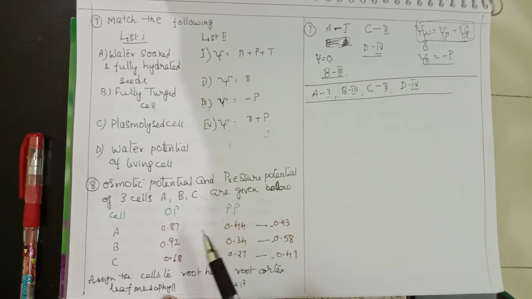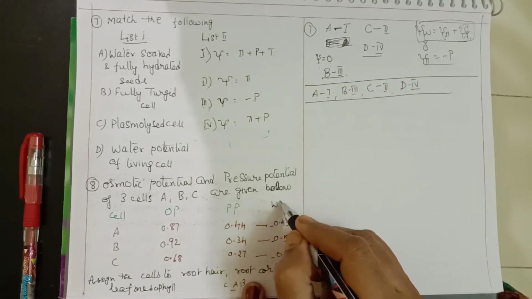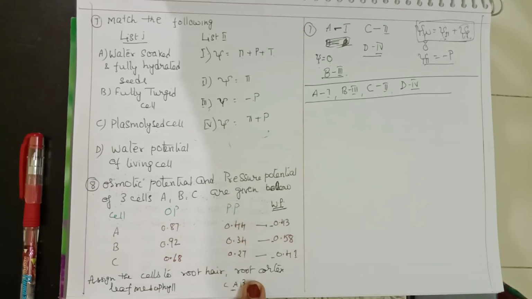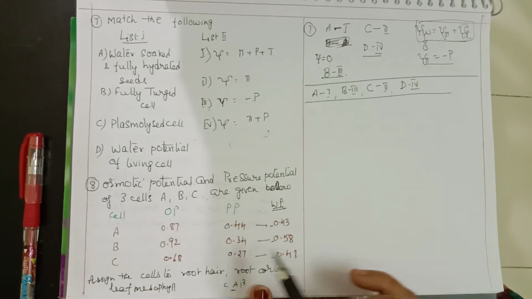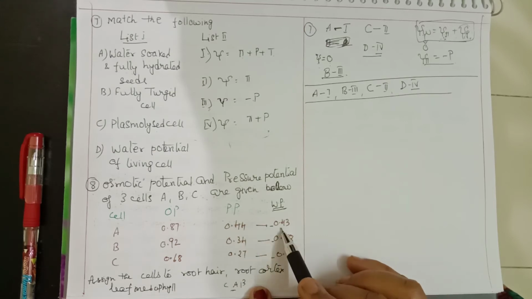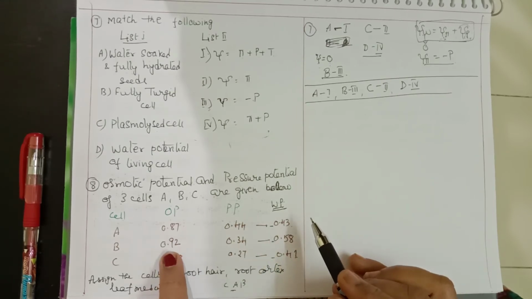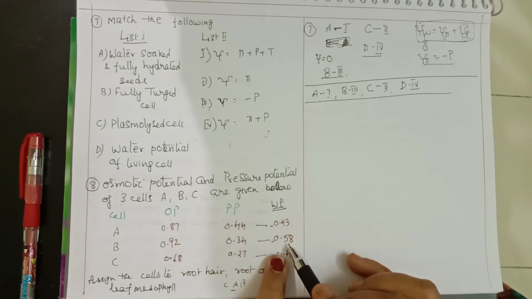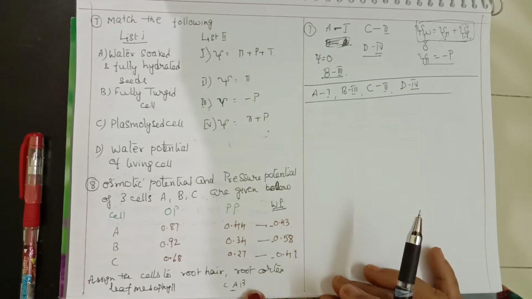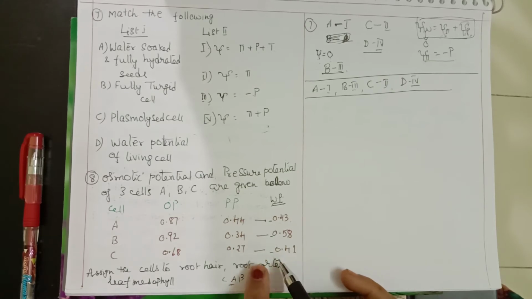So here we have to first find out the value of water potential. I have already written the values of water potential. So for A you are going to get minus 0.3. Similarly, based on these values for B, minus 0.92 and 0.34, you will get water potential as minus 0.58.